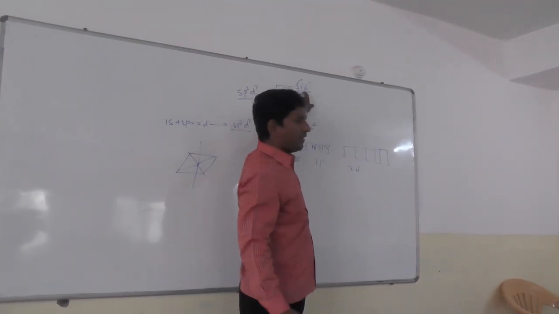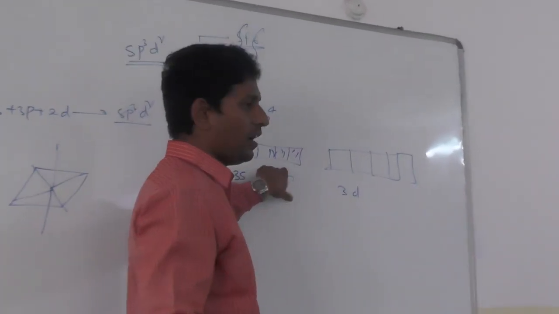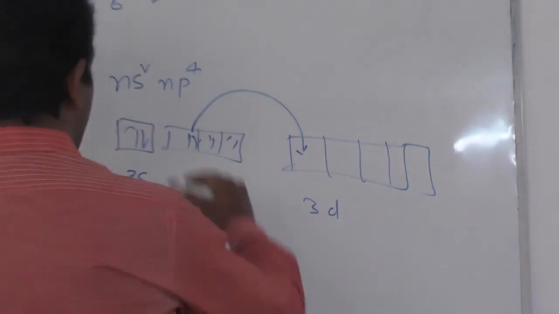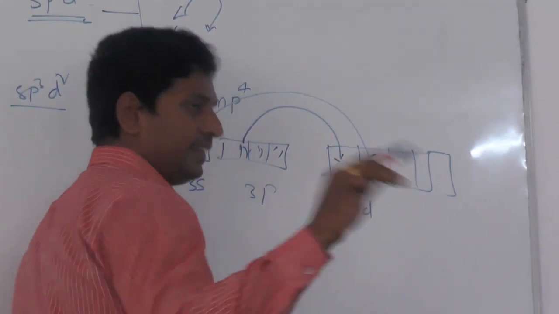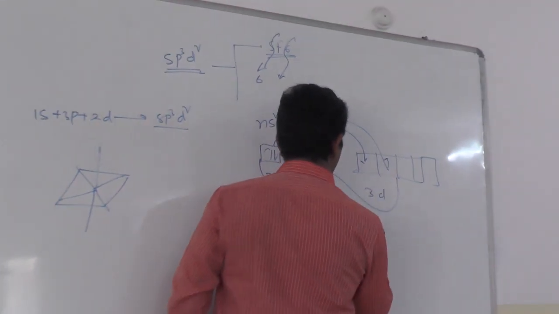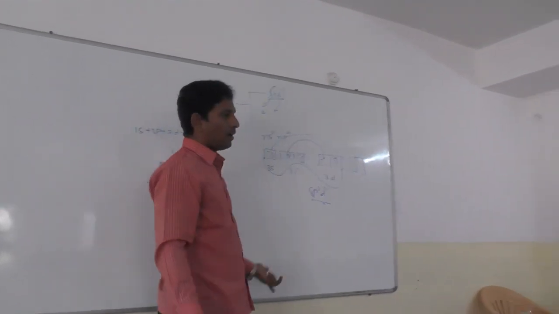But here six fluorines are there, so we need six single electrons in sulfur. In the ground state only two single electrons are there. So in the first excited state we get four, then in the second excited state six single electrons are there. Then immediately we get the hybridization sp3d2. So obviously sp3d2 hybridization is octahedral.